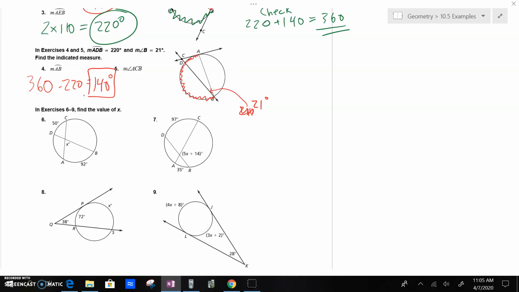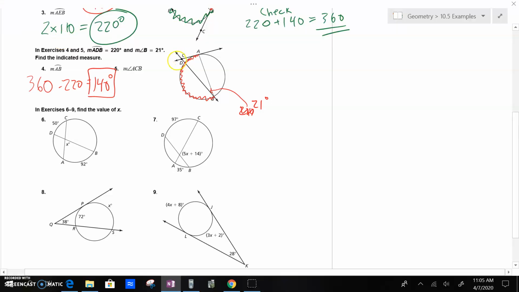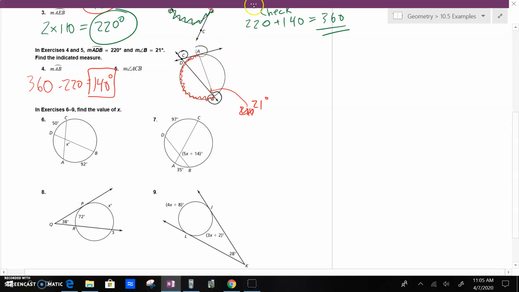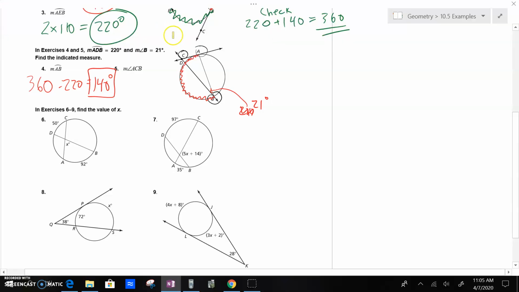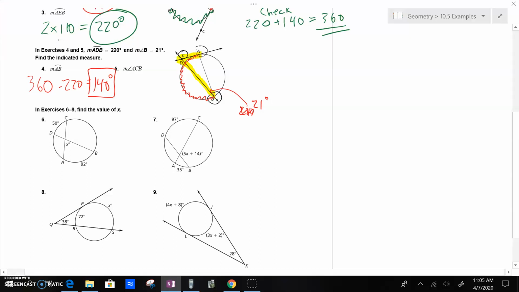So ACB, that's this exterior angle. I'm going to switch over to use a black pen. So that's ACB, this angle right here, and it lies outside the circle. So that means I need to take this 140 that I just found, subtract whatever the arc is from A to D, and I don't know that one, so I'm going to have to find that. And then I'm going to divide by 2.